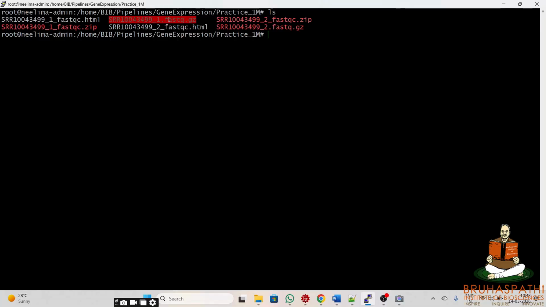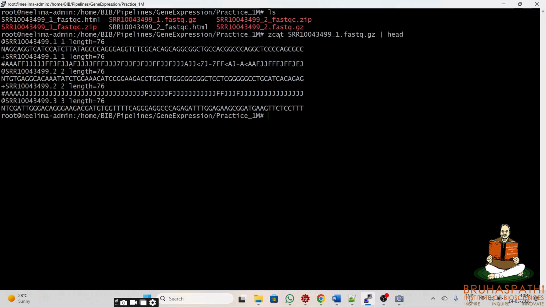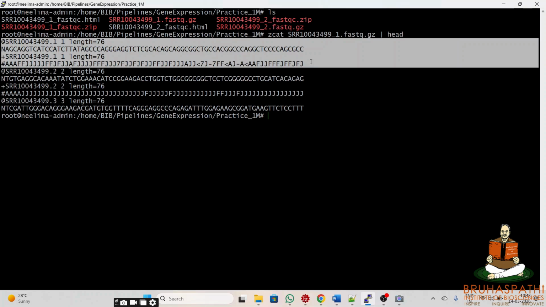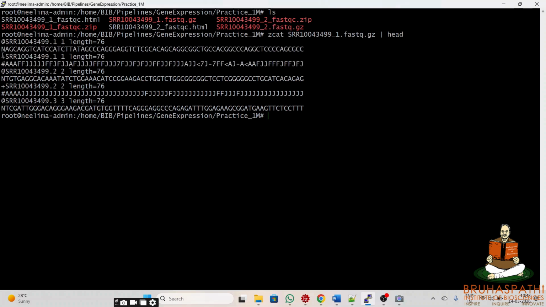So this is a FastQ file which is downloaded from NCBI. Because it's a zip file, I use the command zcat followed by the file name, and I just want to see the first few lines of the file. I use head. Four lines represent one sequence, in which the first line is the name of the sequence. The second line is the actual sequence which has been sequenced by a sequencer, and the third line, the plus, indicates that after this particular line you get the quality score.